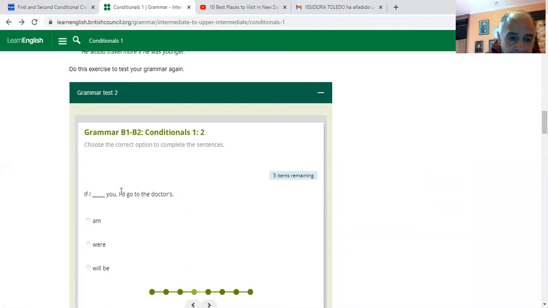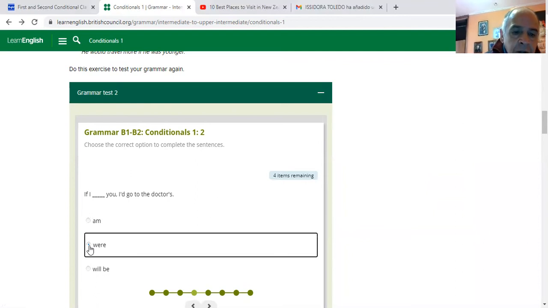Here, I'd is the abbreviation of I would. So here you have would, in here you have past tense. If I am, present. If I will be, future. No, be past. So if I were you, I'd go to the doctor. Okay, that's the idea of this. So you can do this at home.